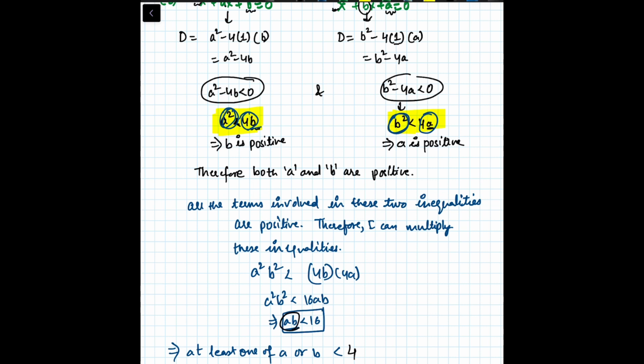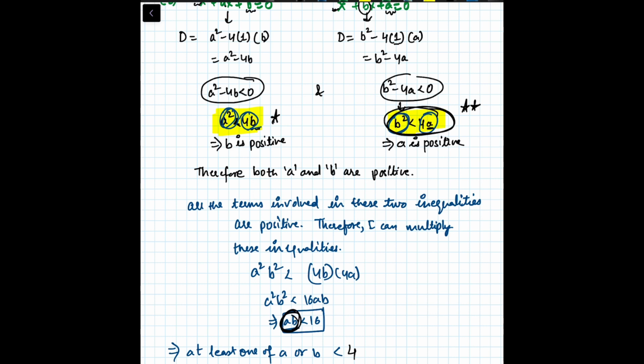So now if a is less than 4, then from here you'll have star and double star. Then double star implies that b square is less than 4 times 4, so that gives you b is less than 4. Similarly, if b is less than 4, because we are saying one of them has to be less than 4, so if a is less than 4, we get that b is also less than 4.